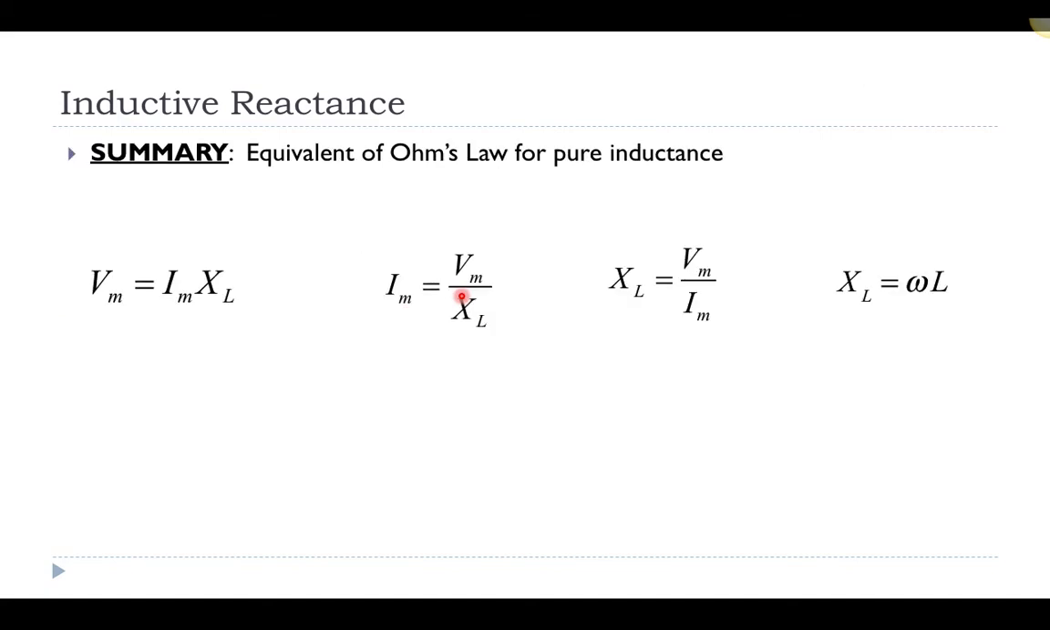So we have this summary of Ohm's law for pure inductance. We can say that V equals I times, instead of R, the inductive reactance. We could rewrite this as the current is the voltage over the reactance instead of resistance, or solve for the reactance as the voltage over the current. The easiest thing is just to remember the first one, which looks very similar to Ohm's law, except instead of resistance we have reactance, and the reactance depends on the inductance in the circuit and the angular frequency at which the circuit is oscillating.